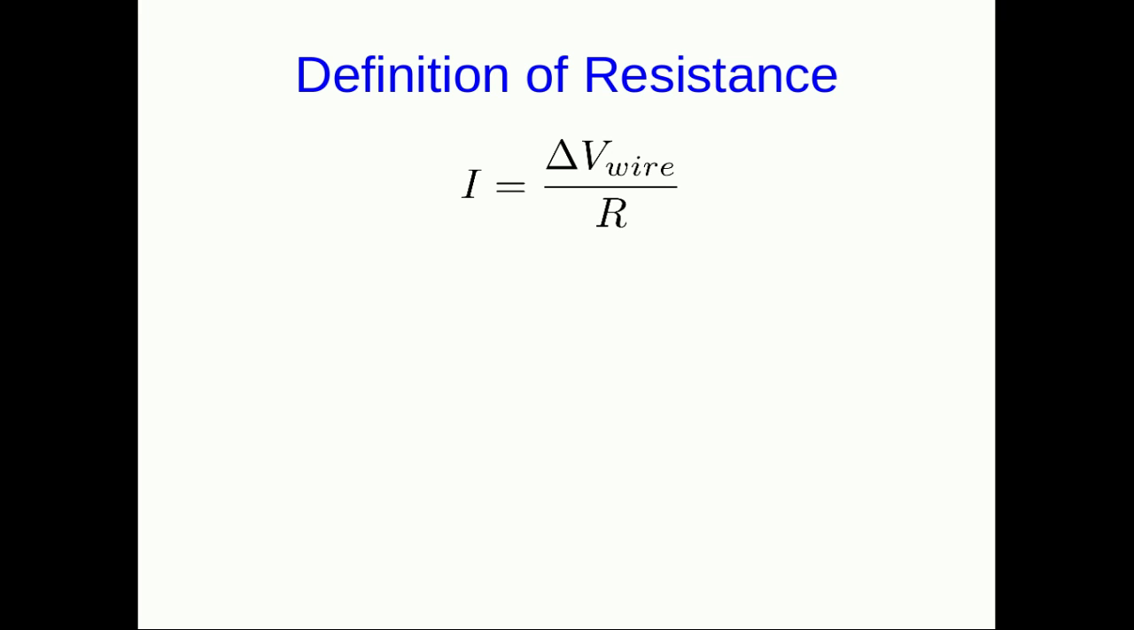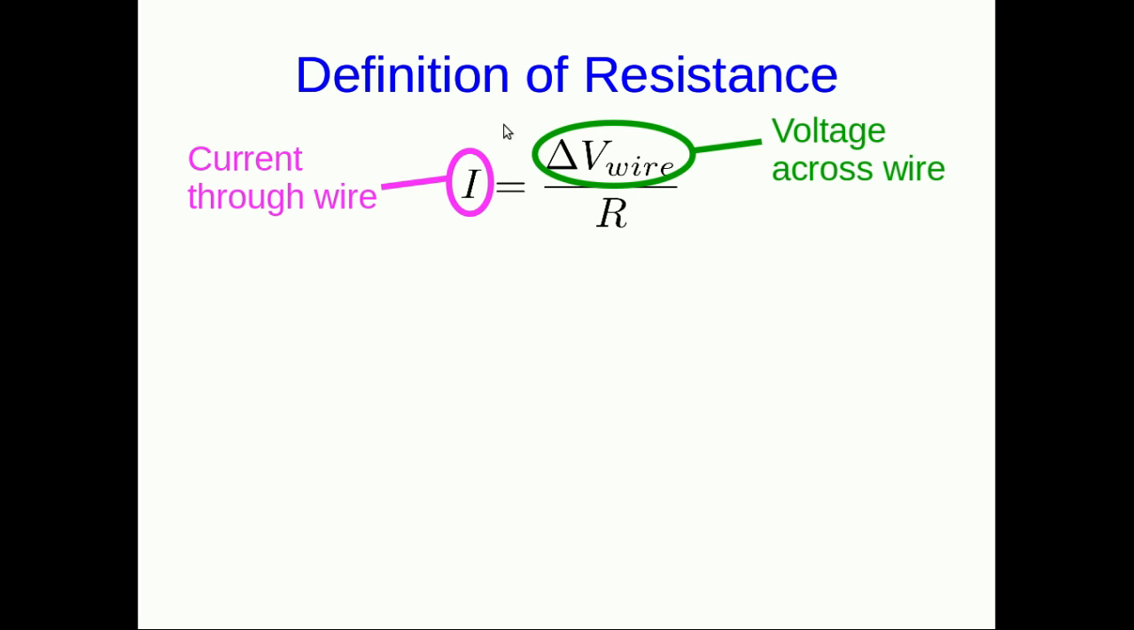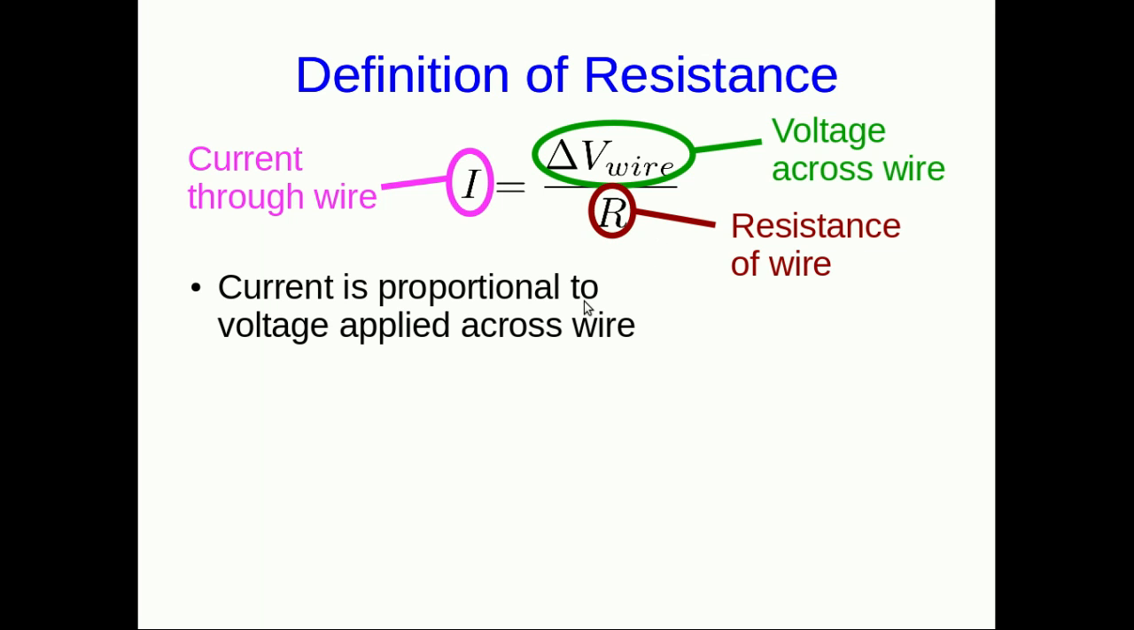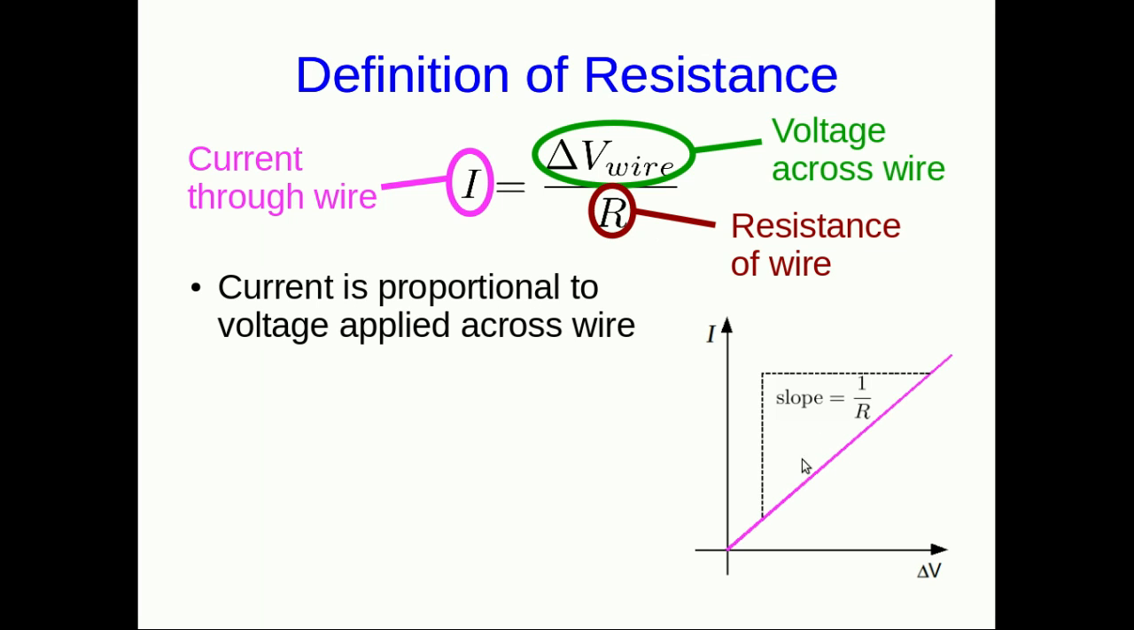What you find when you do experiments is that the current is proportional to the potential difference applied across it. So here's the current through the wire, here's the voltage across the wire, and this number here is now the resistance of the wire. So the current is proportional to the voltage. In other words, if you plot I versus delta V, you'll see a straight line, and it has some slope, and we define that slope to be 1 over the resistance.